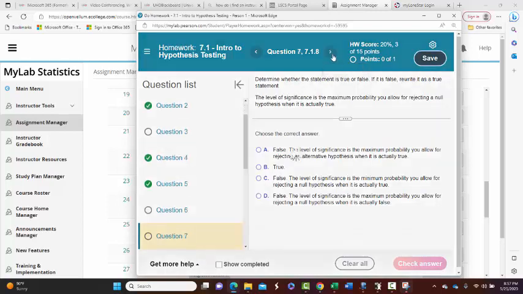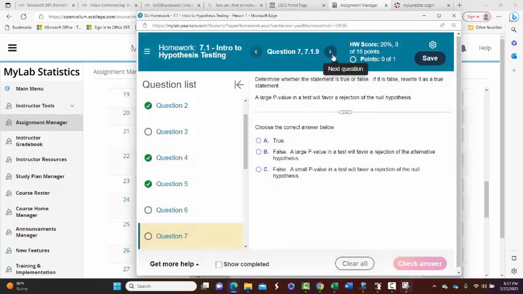All right, let's just keep hopping along here. This one, large p-value will favor rejection of the null hypothesis? No, small p-value. The p-value needs to be less than the level of significance. Tiny, tiny p-values are what's going to lead us to rejection.